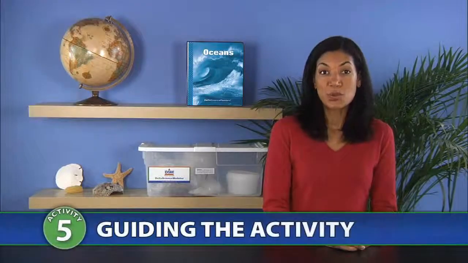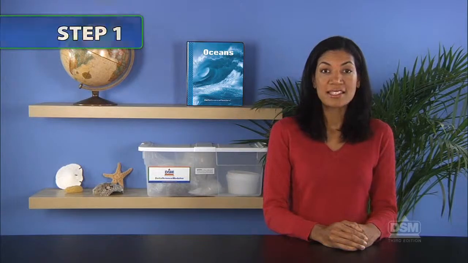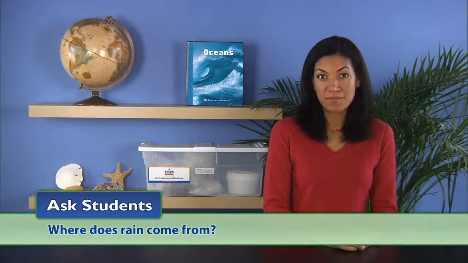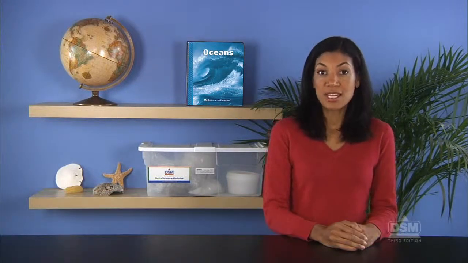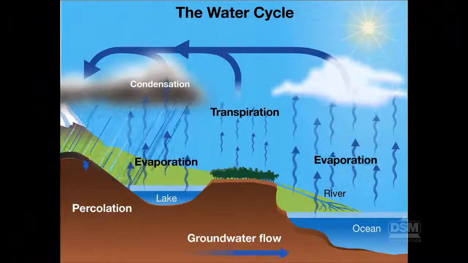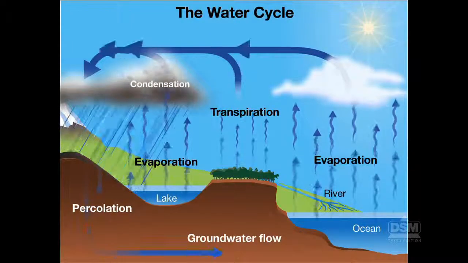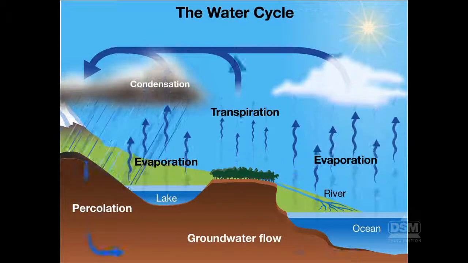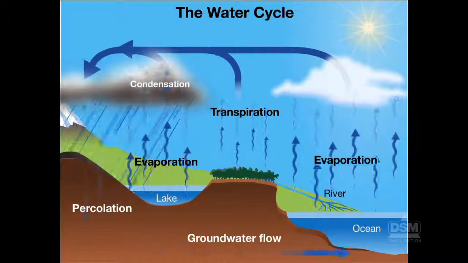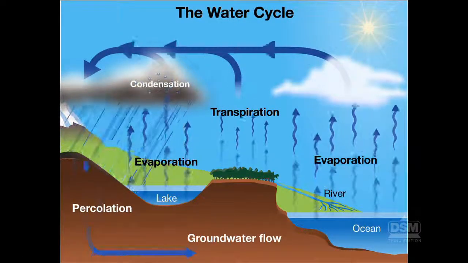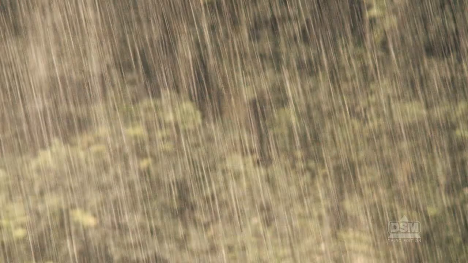To begin Session 1, review students' understanding of the water cycle by asking, where does rain come from? Guide students to understand that rain is a form of precipitation that falls from clouds, and that clouds are made of water that has evaporated from Earth and condensed to form water droplets. When these droplets get large and heavy enough, they fall back to Earth as precipitation.